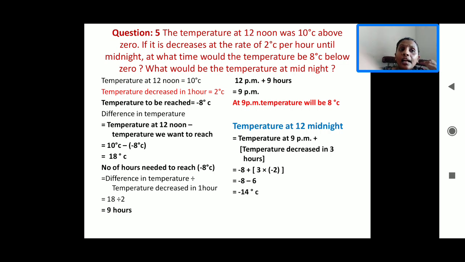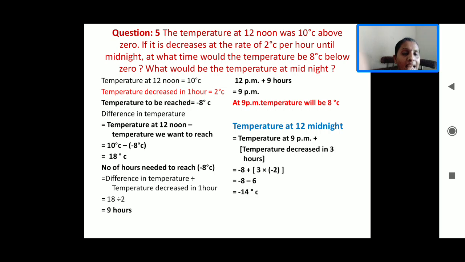Midnight means 12 o'clock night time. Here we have reached minus 8 degrees centigrade at 9 p.m. After 9 p.m., 3 more hours and we will reach 12 o'clock midnight. So, temperature at 9 p.m. plus the temperature decrease in the next 3 hours, because in 1 hour the temperature is decreasing by 2 degrees.